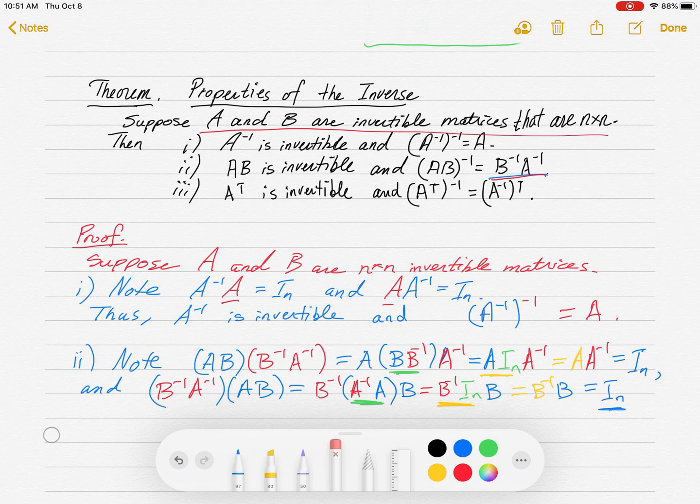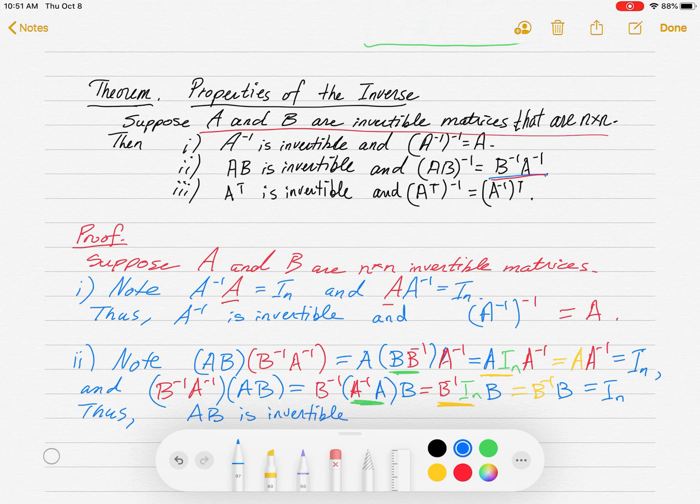So if you follow this, this means this red B inverse A inverse times this blue AB gives me this blue identity. So I multiplied on the right by B inverse A inverse and got the identity. I multiplied on the left by B inverse A inverse and got the identity. So that means AB is invertible.